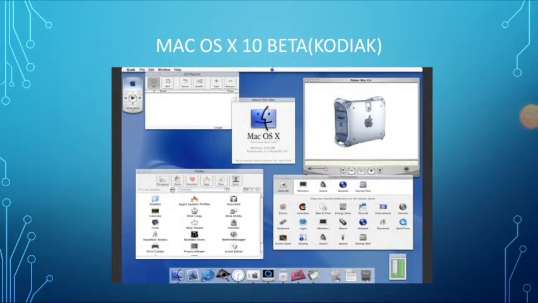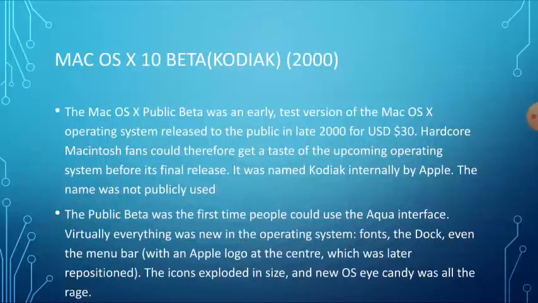Next one. This is Mac OS X 10 Beta Kodiak. It releases in 2000. The Mac OS X public beta was an early test version of the Mac OS X operating system released to the public in late 2000 for $30. Hardcore Macintosh fans could therefore get a taste of the upcoming operating system. Before its final release, it was named Kodiak internally by Apple. The name was not used publicly.